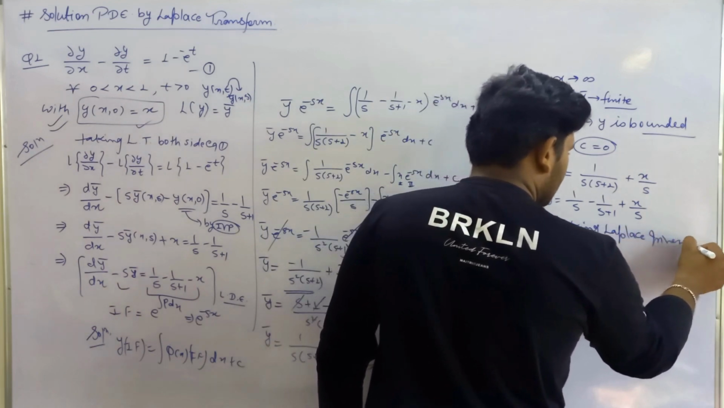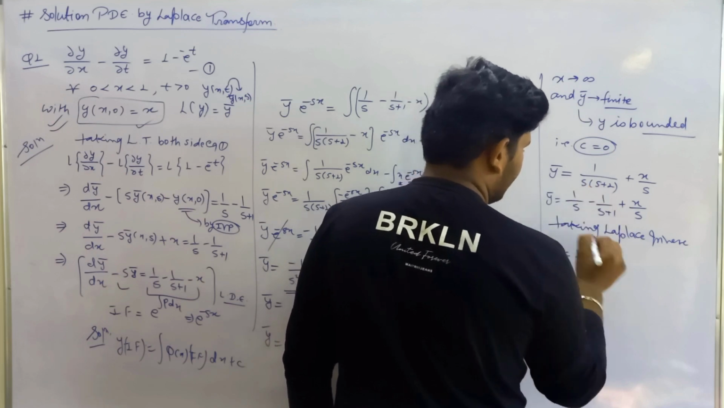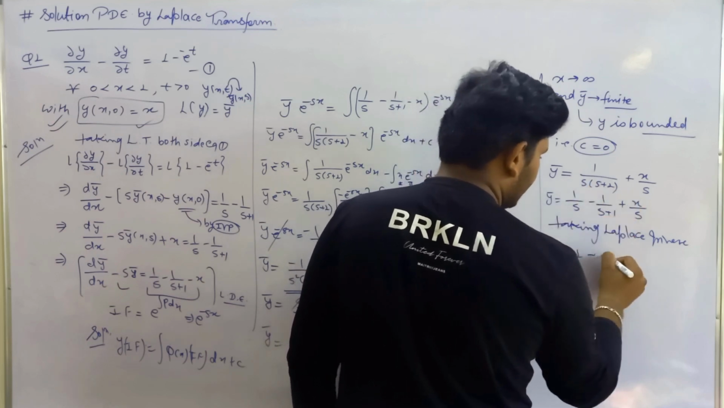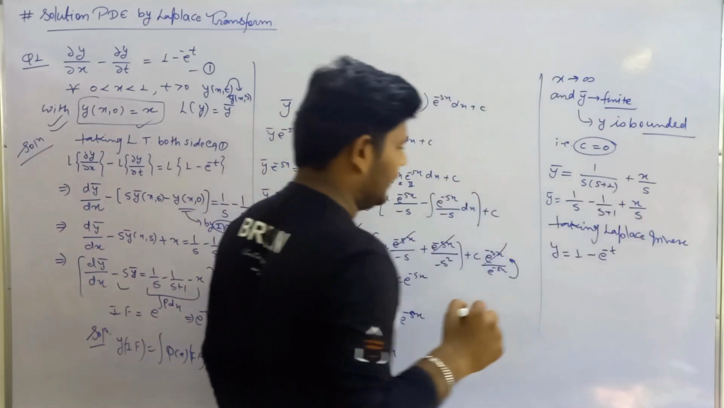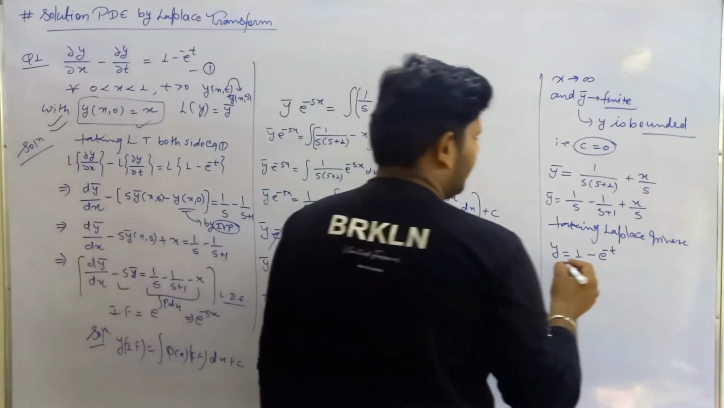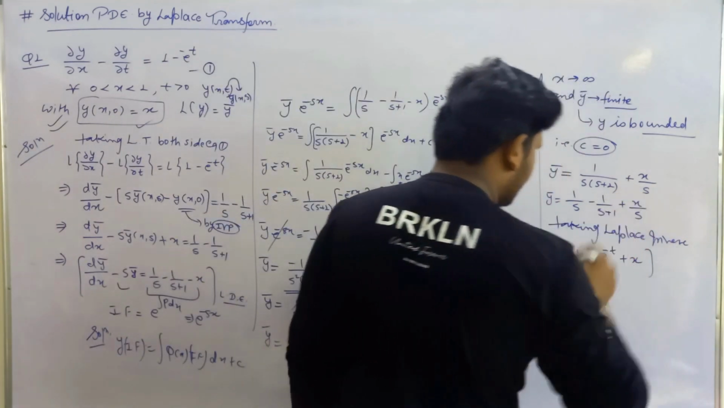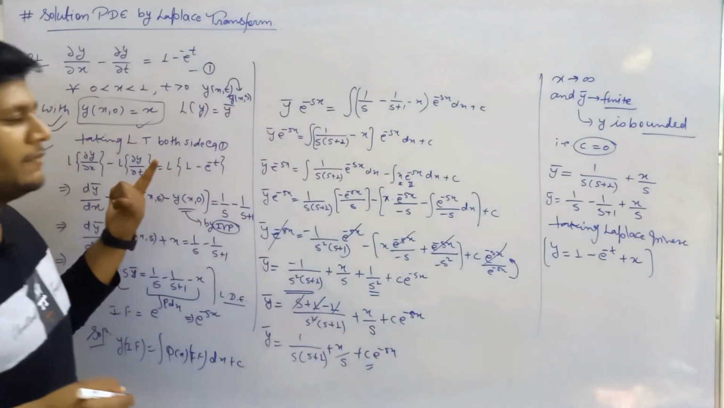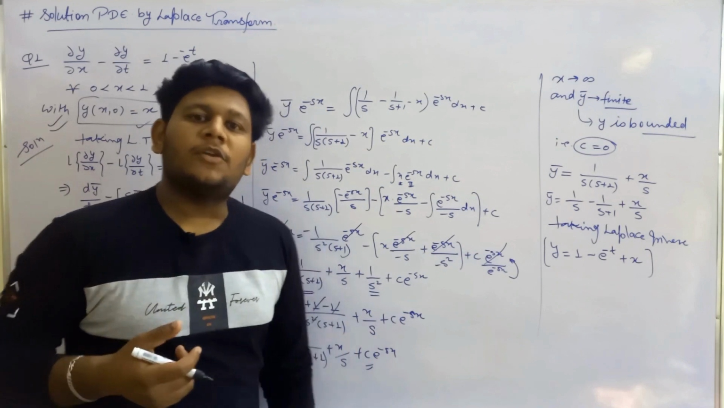inverse, taking Laplace inverse, you will get y is equal to the Laplace inverse of 1 by s is nothing but 1, and it will be e to the power minus t. Okay, it is the function of t, e to the power minus t, and plus x. So this will be the required solution for this partial differential equation by using the Laplace transform. Now move to the another question.